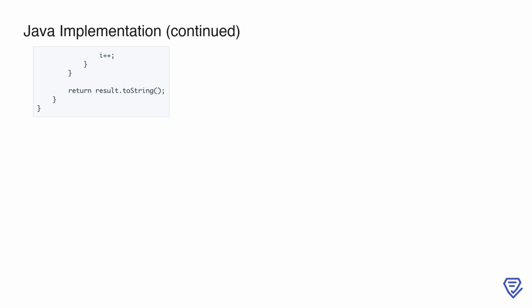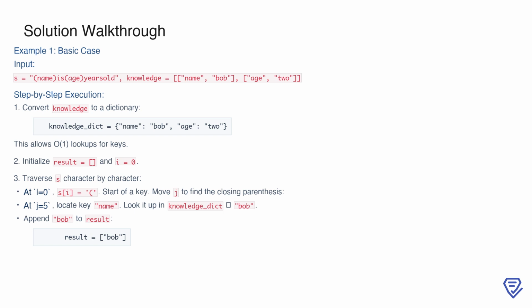This implementation ensures that each key in the input string is replaced with its corresponding value from the knowledge map, or a question mark if no match is found, while preserving all other characters in their original order. Let's continue.